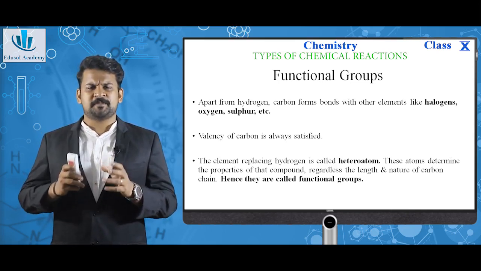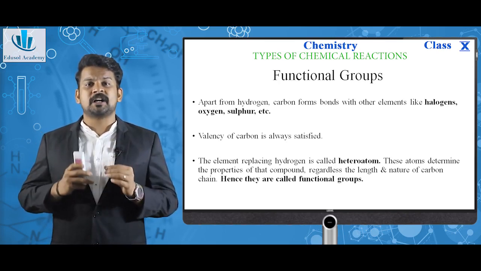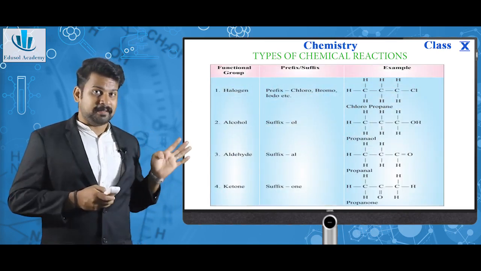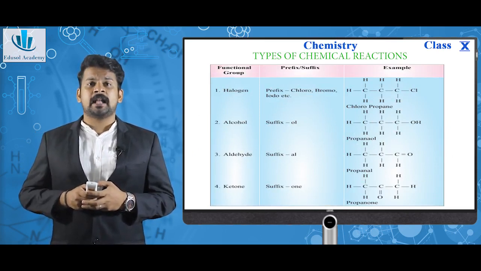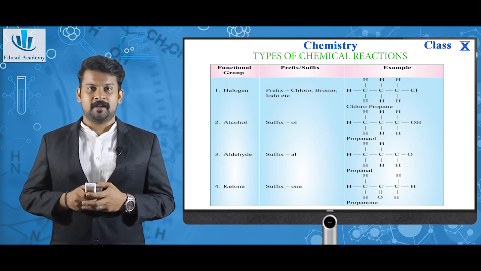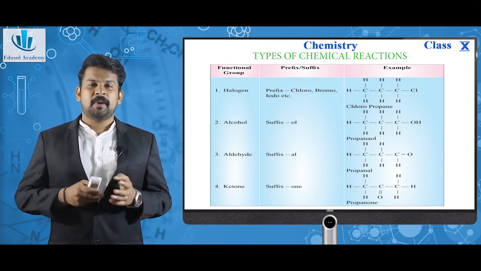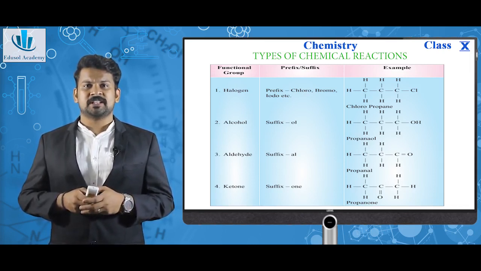So, these species determine the properties of the compounds, hence they are called functional groups, which function as the compound's properties. As you can see here, there are 5 different kinds of functional groups: halogens, alcohol, aldehyde, ketone and carboxylic acid, where aldehyde and ketone together are called carbonyl compounds. Among halogens, we add the prefix chloro, bromo, iodo, etc., generally halo, to the compound.